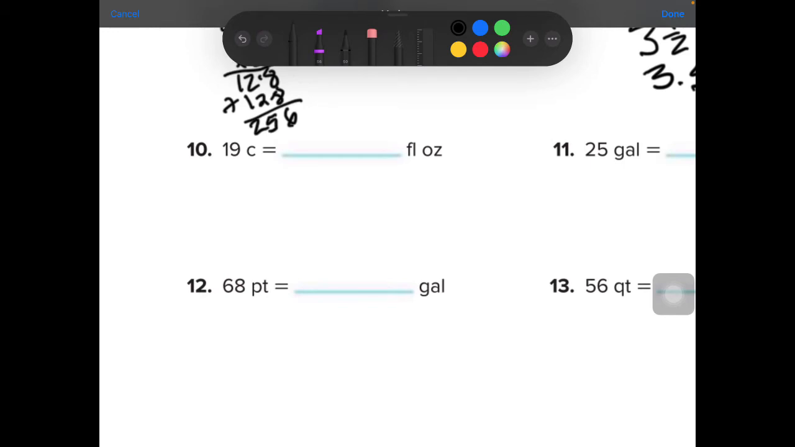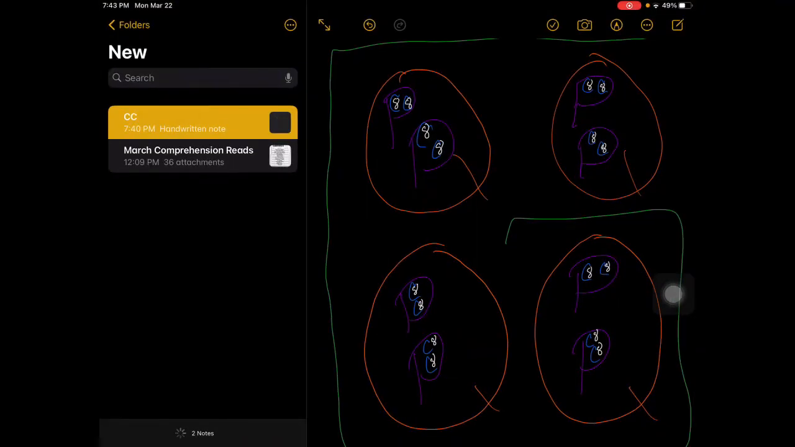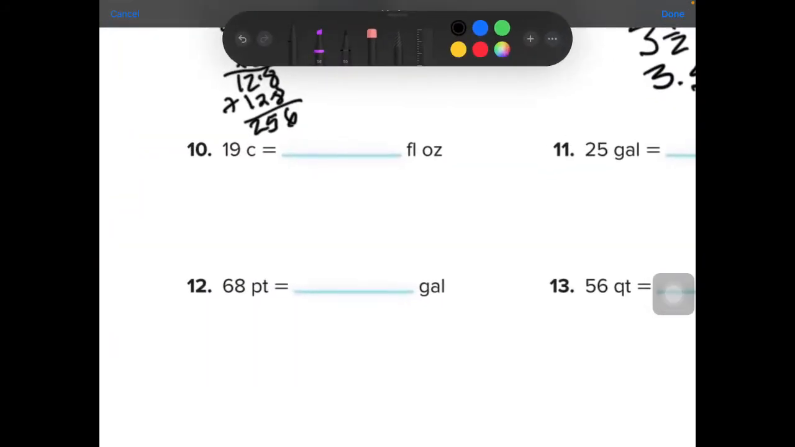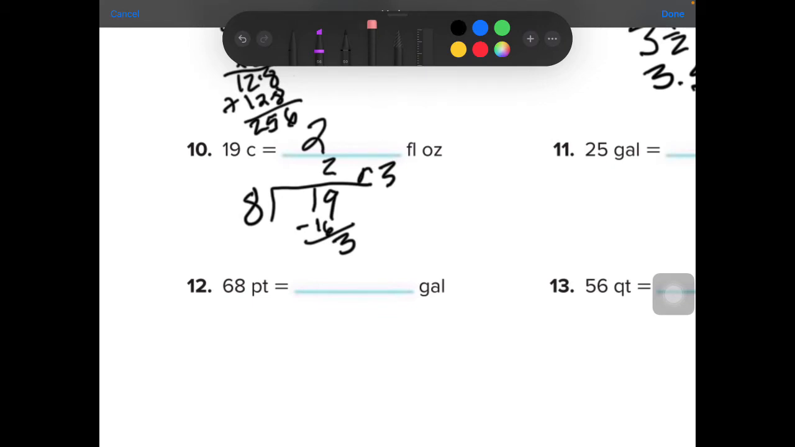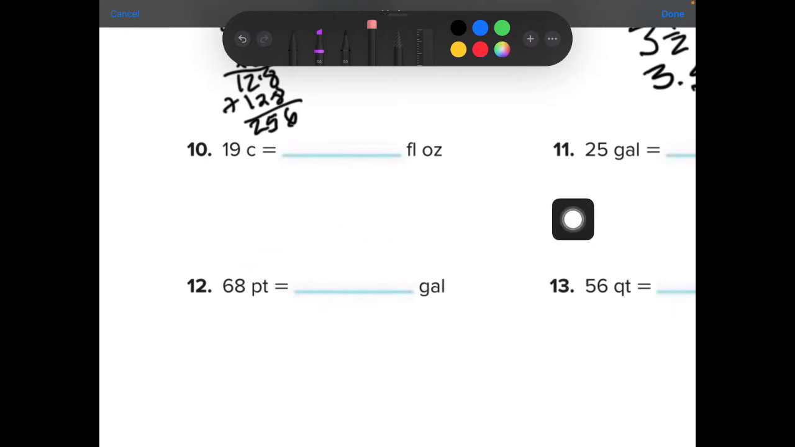Number 10, we have 19 cups equals how many fluid ounces? Well, let's look. Okay, every 1 cup is 8 fluid ounces. So we have 8 fluid ounces in 1 cup, and we have 19 cups we need to figure out. So 8 will go into 19 at least twice to make 16, right? And then there'll be 3 left over, remainder 3. I totally messed that up. Whoops. Take 2.